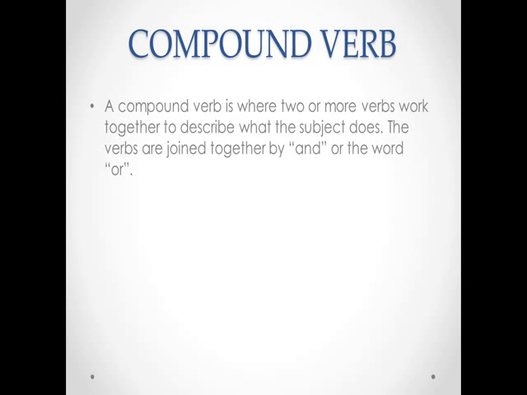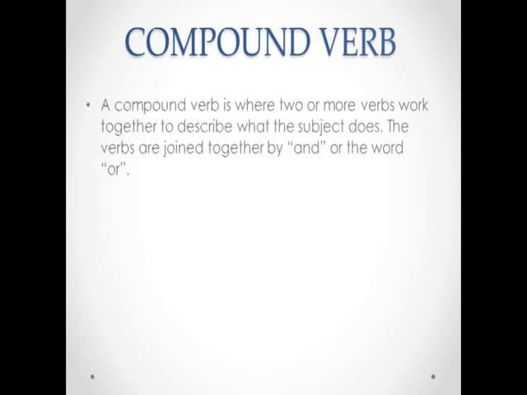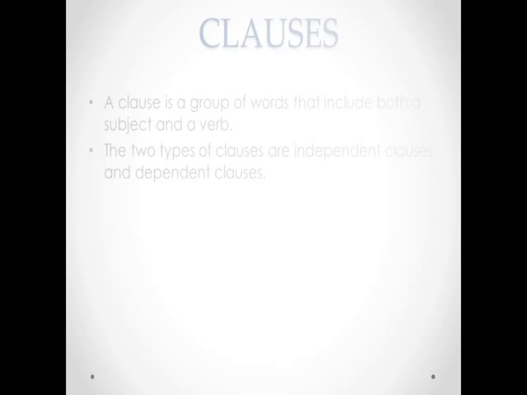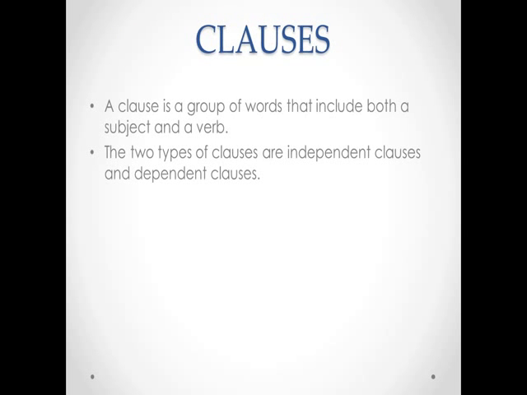A compound verb is where two or more verbs work together to describe what the subject does. The verbs are joined by "and" or the word "or." Clauses. A clause is a group of words that include both a subject and a verb. The two types of clauses are independent clauses and dependent clauses.